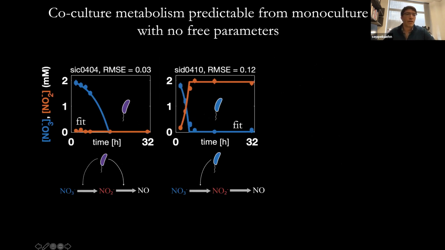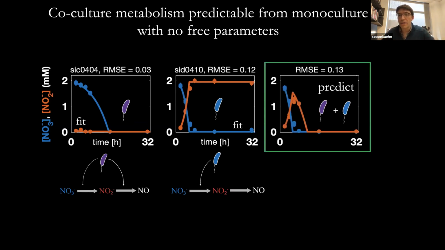So here I'm showing you the metabolite dynamics for one of these strains. This is a Nar-Nir strain, and another strain, just a Nar strain that only does the first step in the cascade. And so what I can do is I can take the models parameterized on monocultures and do just what Caroline was doing in the last talk, make a zero free parameter prediction of the metabolite dynamics in co-culture. I just integrate these models together, I get a curve, and then I go in the lab and I make a measurement, and by and large, it works remarkably well.